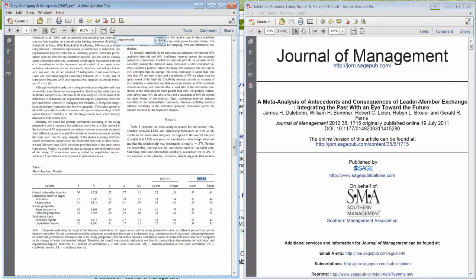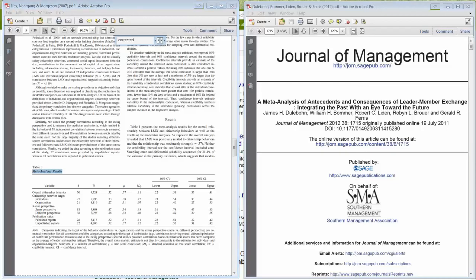Notice there's another type of interval called a credibility interval that we're not interested in. So it's the CI, or confidence interval, and the rho coefficient, the Greek letter rho, that indicates to us that this is indeed a meta-analysis. Of course, again, it says meta-analysis results right here.